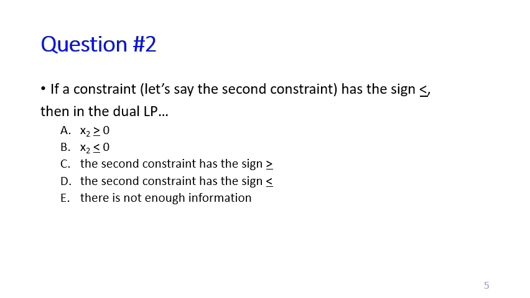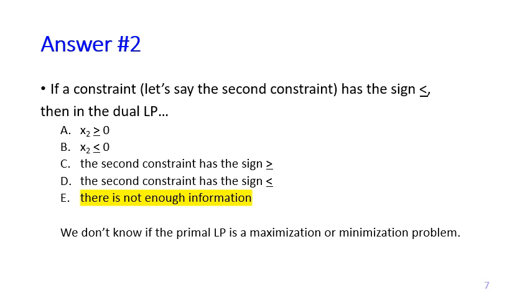The second question: if a constraint, let's say the second constraint, has the sign less than or equal to, then in the dual LP, again choose the correct statement. Well, we can't answer this question because we don't know whether the primal LP is a maximization or minimization. Therefore, we don't know whether this sign less than or equal to is normal or non-normal.